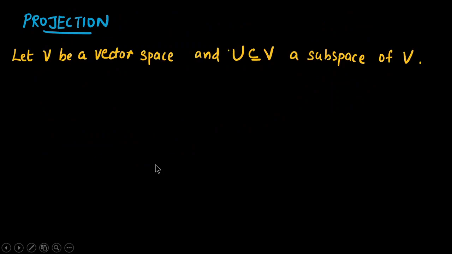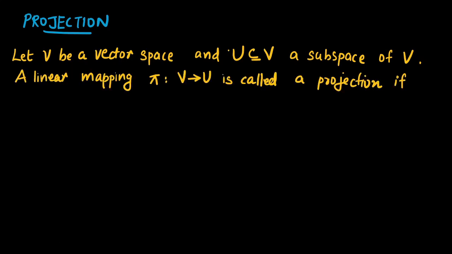The definition of projection: let V be a vector space and U a subset of V, a subspace of V. A linear mapping pi from V to U is called a projection if pi squared, that is pi composed with pi, is equal to pi again. That means when we project a vector onto a subspace and then apply the same projection on the projection itself, we will get the same value.